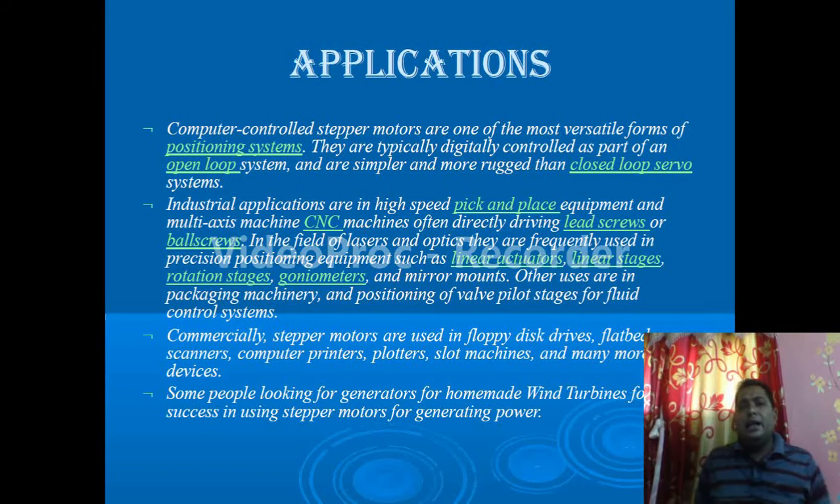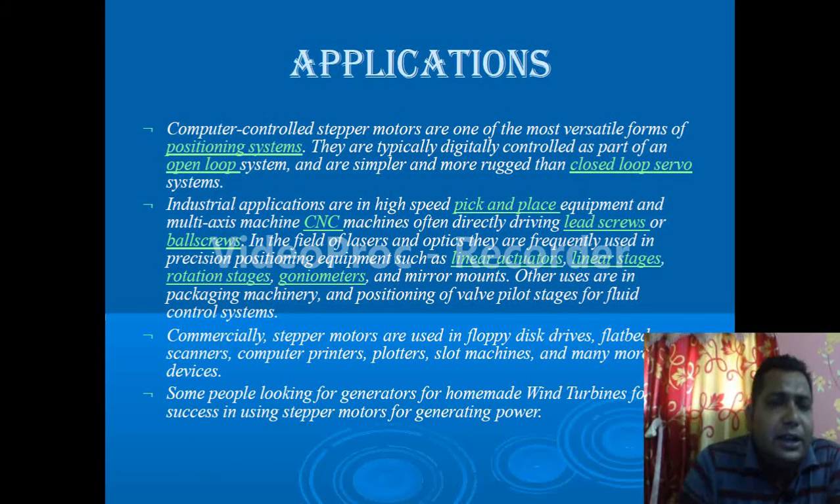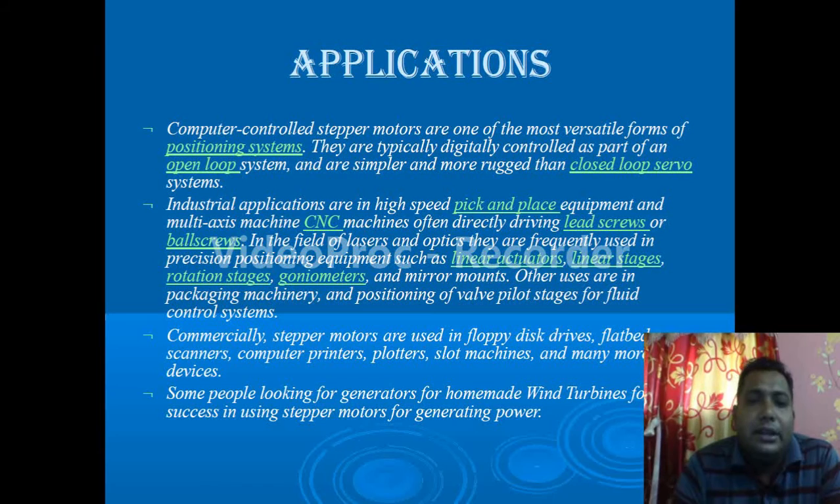Now we are seeing the main places where we can apply these motors. Computer controlled stepper motors are one of the most versatile forms of positioning system. They are typically digitally controlled as part of an open loop system and are simpler and more rugged than closed loop servo systems. Industrial applications are in high speed pick and place equipment and multi axis machines, CNC machines, often directly driving lead screws or ball screws.